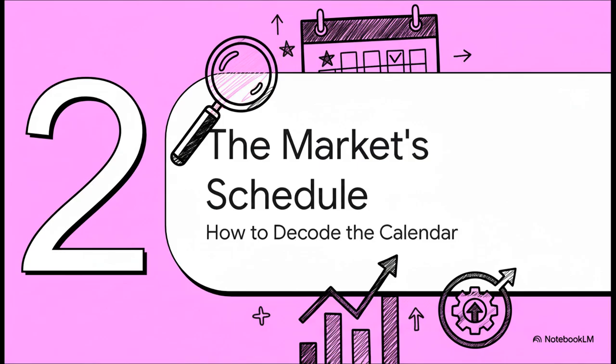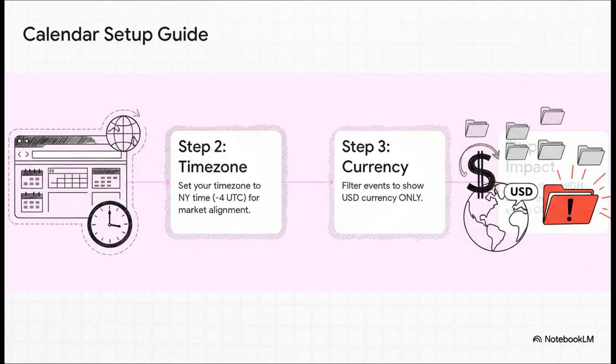Okay, so we have the tool, but just having a weather forecast doesn't mean you know how to read it, right? You got to know what to look for. So let's get it set up the right way. All right, let's get this set up so you're seeing exactly what you need to see. It's super simple. Go to a site like Forex Factory. First, and this is important, set your time zone to New York. Second, filter it so you're only seeing news for the US dollar. And third, the most important part, filter by impact so you only see the high-impact red folder events. That's it. All the other noise just disappears.